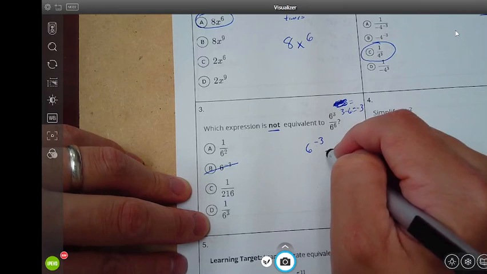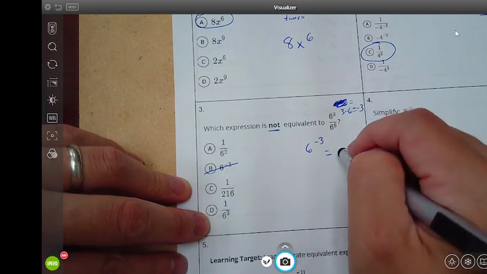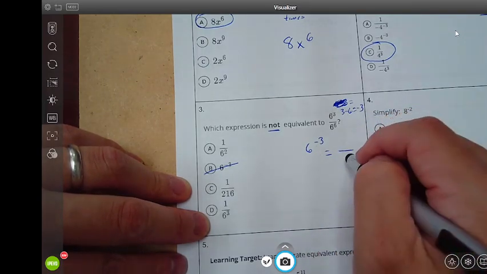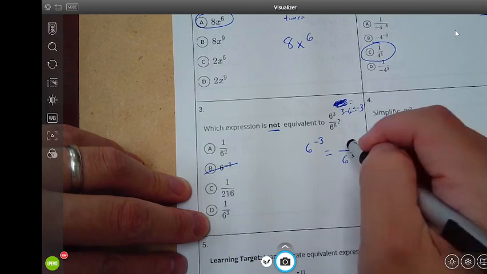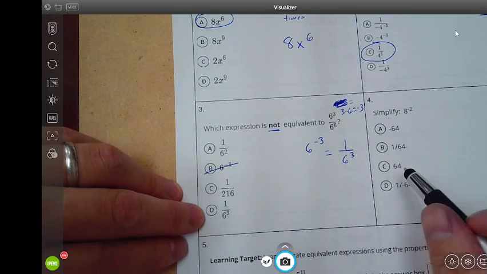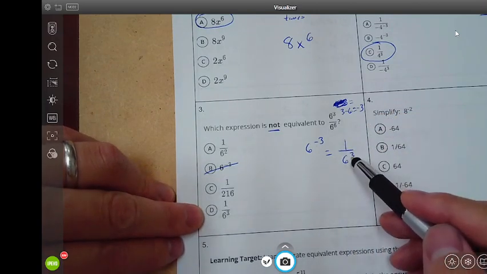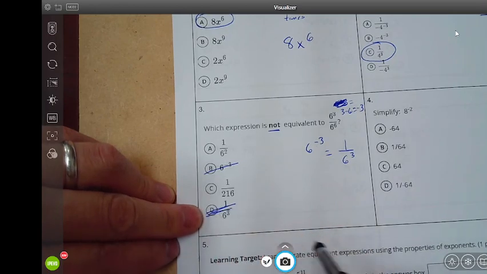All right, so let's go ahead. It's a negative exponent. I'm going to rewrite that as a fraction. 6 to the negative 3 goes to the bottom, 6 to the positive 3. 1 goes in the numerator. All right, so 1 over 6 to the third, that is also equivalent. Let's cross that one out.